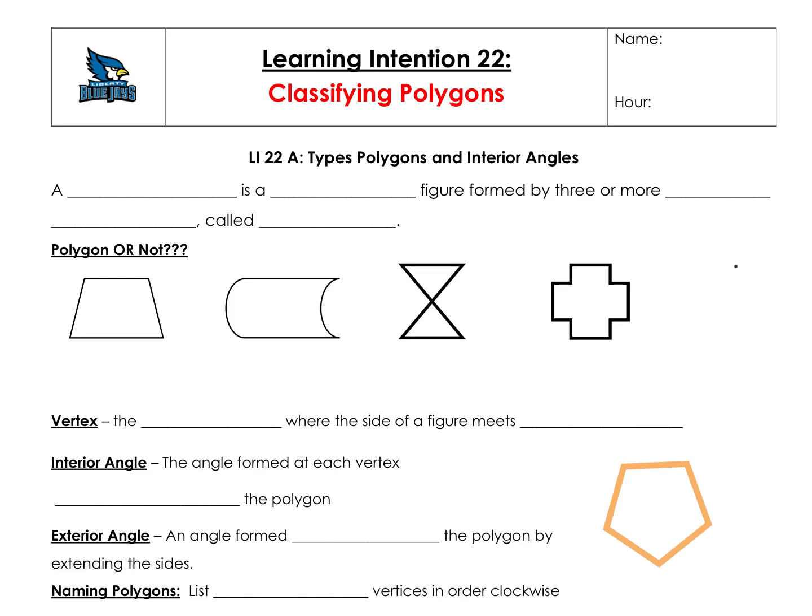So you should have chatted with your tables. First thing, what about this guy? Is this a polygon? Yes. It's got all straight sides. It's closed. Let's put it inside. What about this one? No. What's the thing about it that makes it a no? It's got curves.